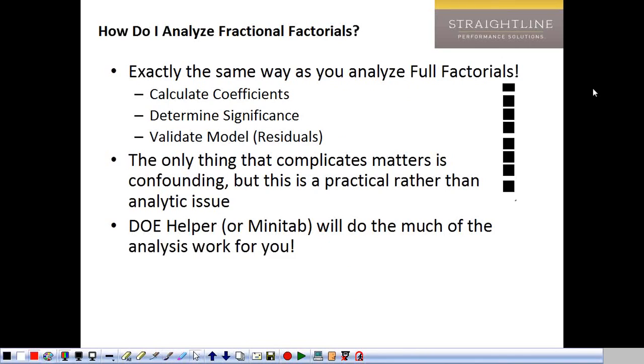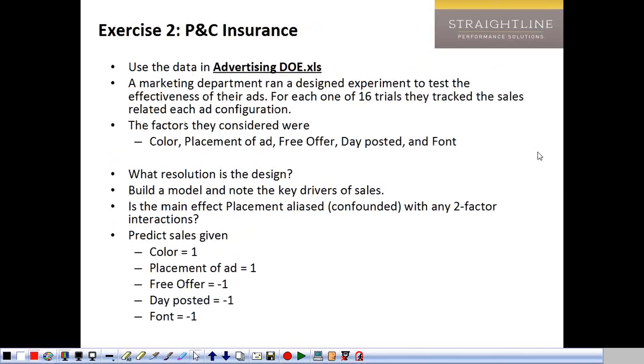I think all this stuff is easier to understand in the example. I'm going to go ahead and do the example that's given on slide 64 in your book, which uses the advertising DOE. You're going to get it for homework, so may as well, right? So in this case, we have a marketing department.